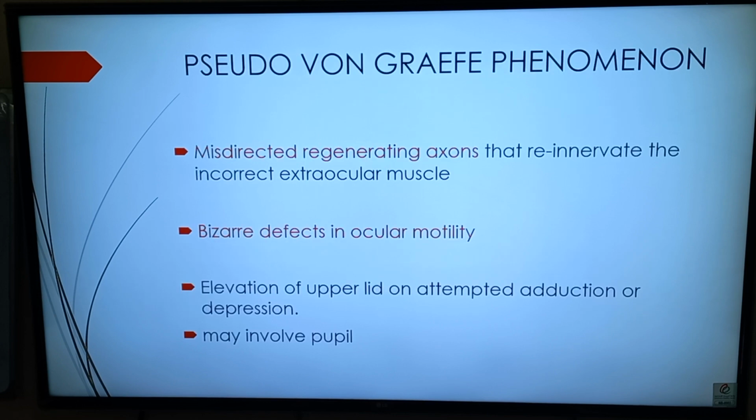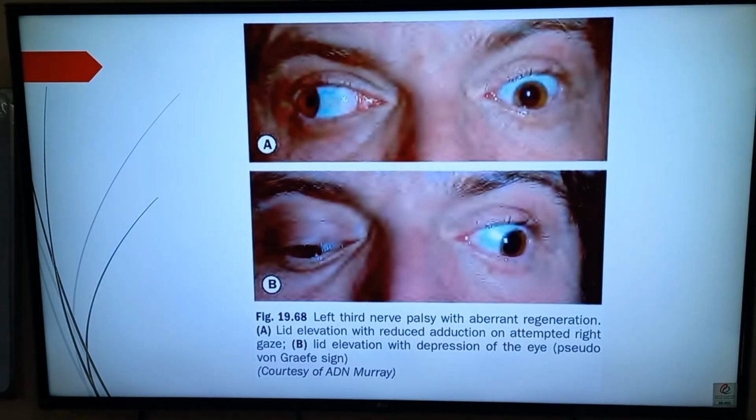And for that we have a syndrome, which is the pseudo-von Graefe phenomenon. Misdirected regenerating axons re-innervate incorrect extraocular muscles. In this, there is elevation of the upper lid when the patient adducts and depresses. And it can involve the pupil also. We can see in this picture that the patient had left third nerve palsy and then had aberrant regeneration. There is lid elevation on adduction and depression. Pseudo-von Graefe.